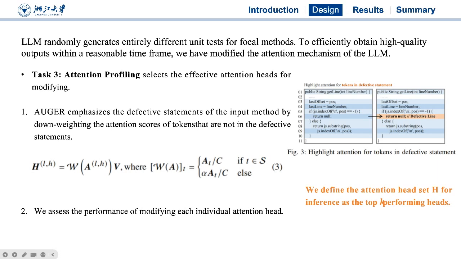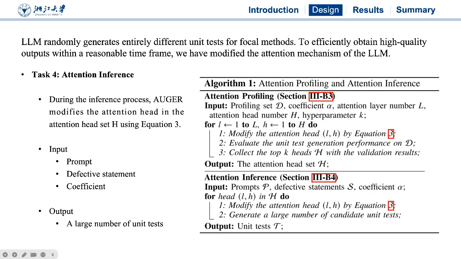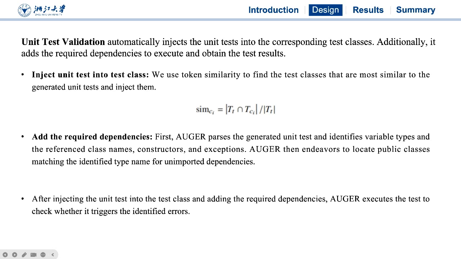Unlike fine-tuning, attention analysis does not modify any model weights, so the computing resources it requires are similar to those of inference. The sorted attention heads are used as the configuration file at the model level. Once determined, we can perform attention reasoning on any data, thereby enhancing the model's understanding ability and improving its performance. During the inference process, Augur uses Formula 3 to modify the top K attention heads. The input of the process includes the prompt, defect statement, and weighting coefficient, and the output is a set of candidate unit tests. Our method is automated and requires no human intervention.